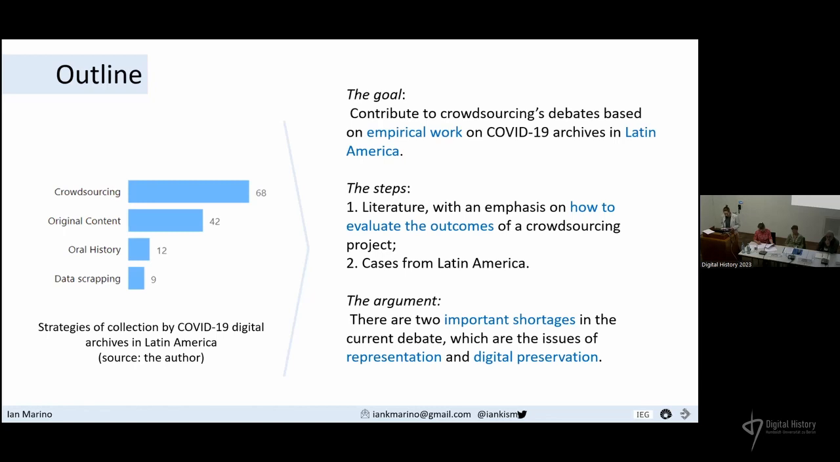In the first part of this presentation, I'll debate the stakes of crowdsourcing within the humanities. And in the second part, I will present the COVID-19 archives in Latin America as a case study, which is especially important when it comes to debating representativity, diversity, preservation of born digital records.